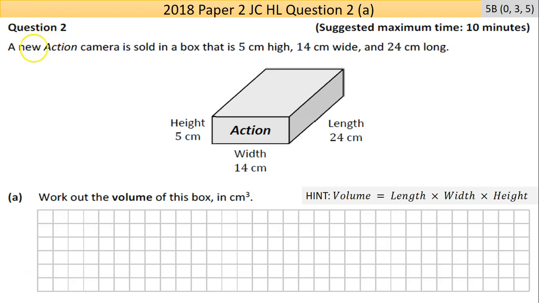So question 2 here has a new action camera sold in a box that is 5 centimeters high, 14 centimeters wide, and 24 centimeters long. And you're given an image, and you have the different lengths on the diagram. Part A says work out the volume of this box in cm cubed.